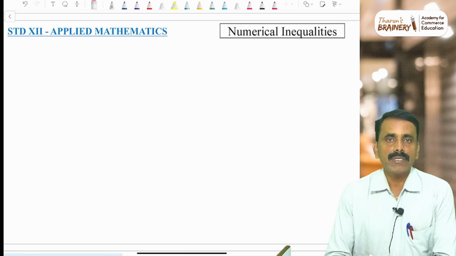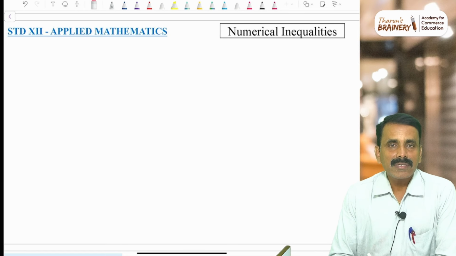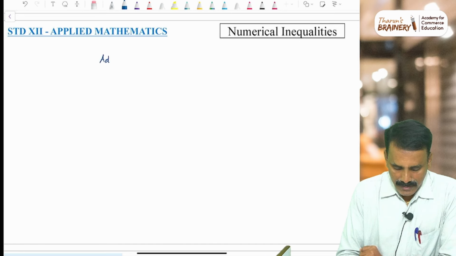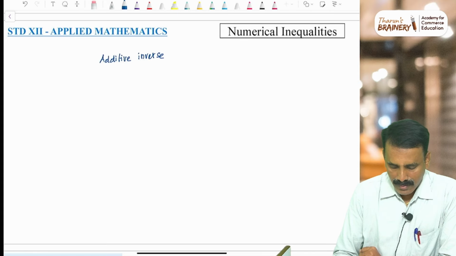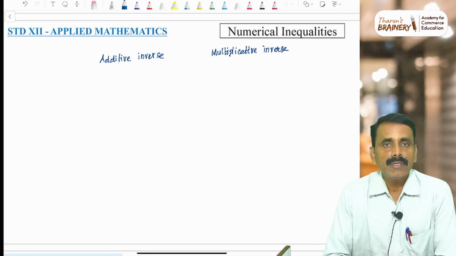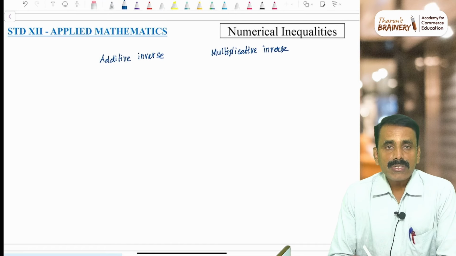Now we will see some basic maths. Additive inverse. Multiplicative inverse. To solve equations, we use this concept, additive inverse and multiplicative inverse.